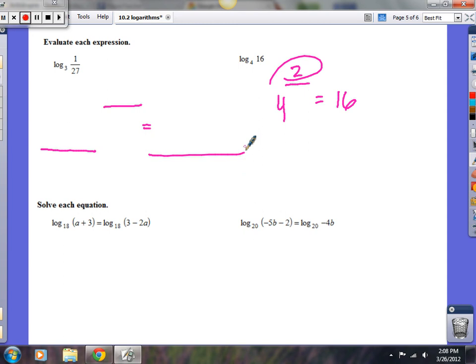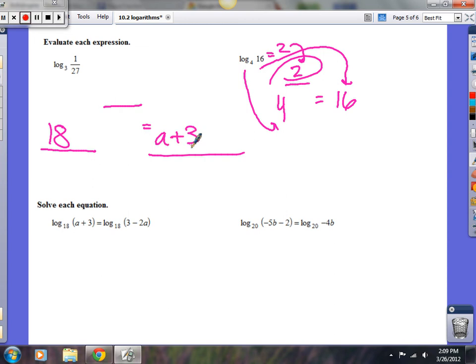The log base 4 of 16 is 2. So the 4 goes here. The 16, that's what it equals. And the 2 is the exponent. Okay? What is my base going to be? The base is going to be 18. What does it equal? It equals a plus 3.